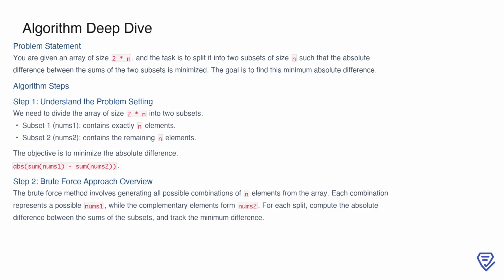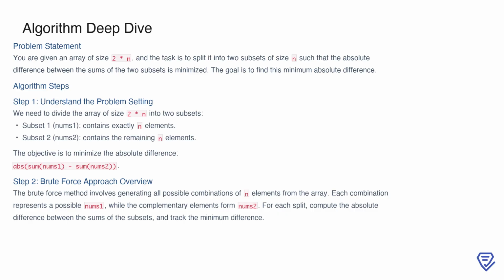In this problem, we are tasked with dividing an array of size 2*n into two subsets of size n each, with the goal of minimizing the absolute difference between their sums. To achieve this, we must carefully split the elements into two groups, nums1 and nums2, such that the absolute difference, calculated as abs(sum(nums1) - sum(nums2)), is as small as possible. We start by considering a brute force approach.